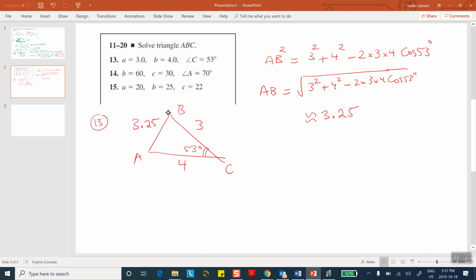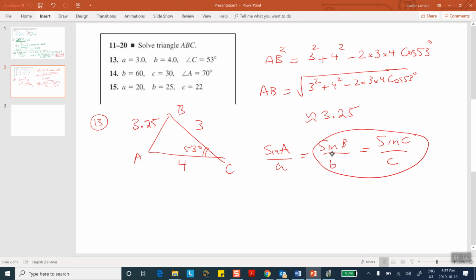Now to find the other angles, for example, to find this angle A, we have to use the law of sines. It's easier to use the law of sines. Let me write down sine of A over little a equal to sine of B over little b equal to sine of C over little c. Now notice that if I looked at these two, immediately I can get the angle B. Sine of B, we don't know what B is. We're trying to find it.